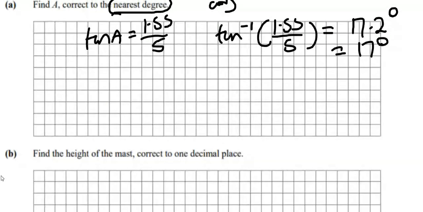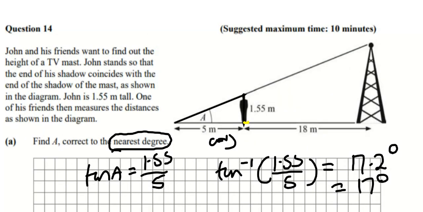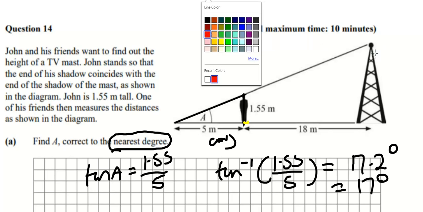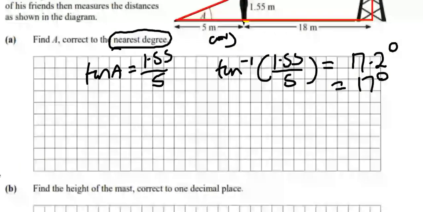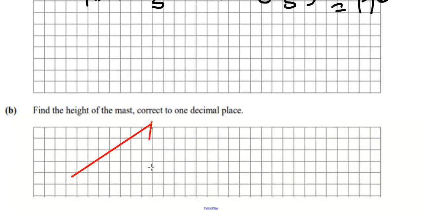we're asked to find the height of the mast. Now look at this, guys. Listening? Height of the mast. So look, check this out. Red line from here to here. Red line from here to here. Red line from here to here. Does everybody see the big red triangle? Okay. The big red triangle is 23 across, isn't it?